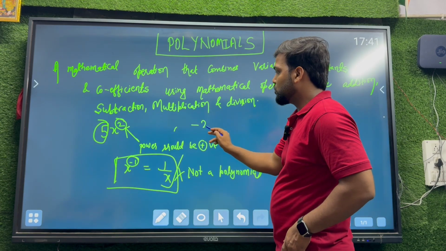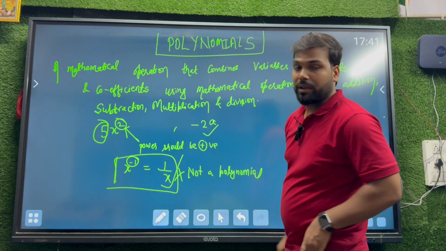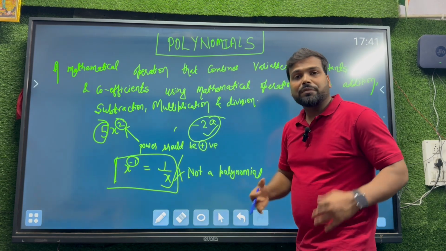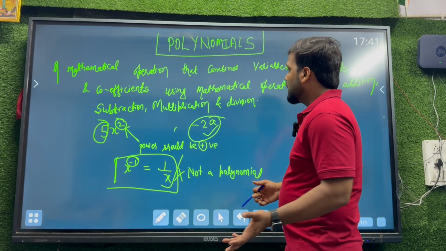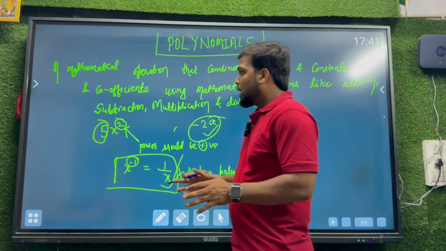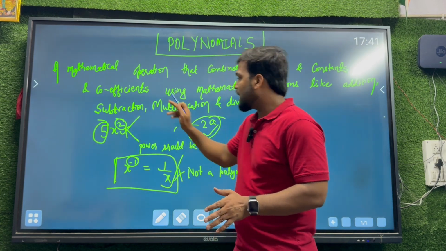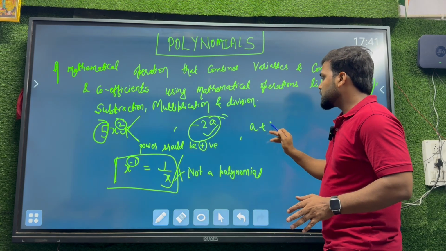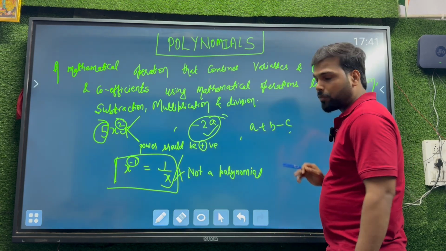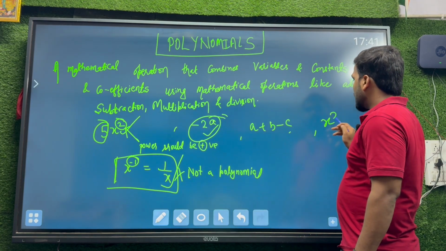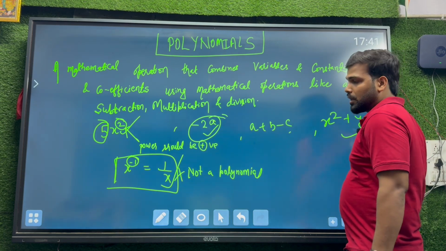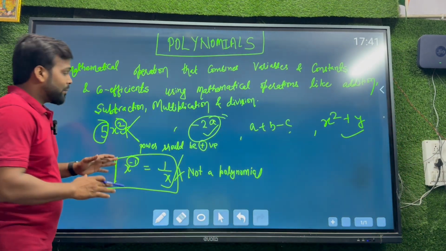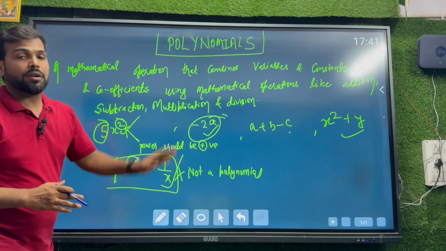Now there can be a negative coefficient as well. If I write minus 2a, this is also a polynomial, but it has only one term. It can have one term, two terms, many terms as well. It can be a plus b minus c, which is also a polynomial. x square plus y is also a polynomial. So now we're going to define polynomials based on degree and number of terms.